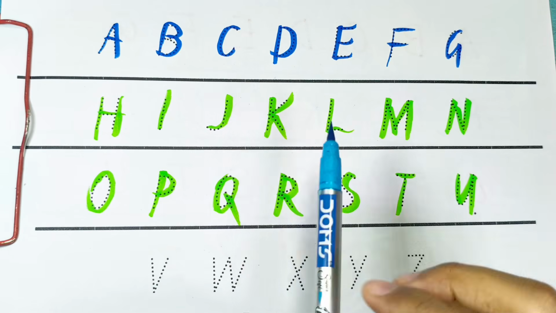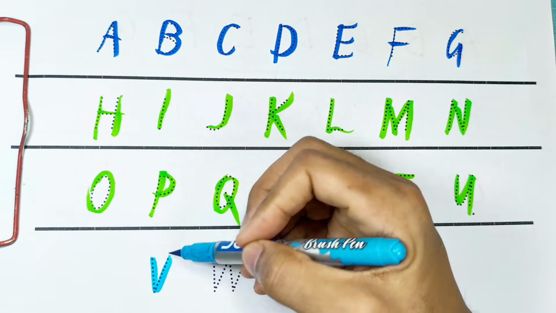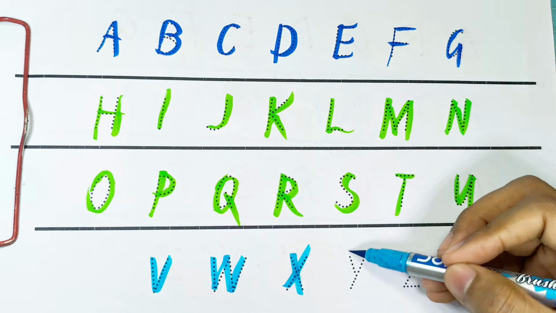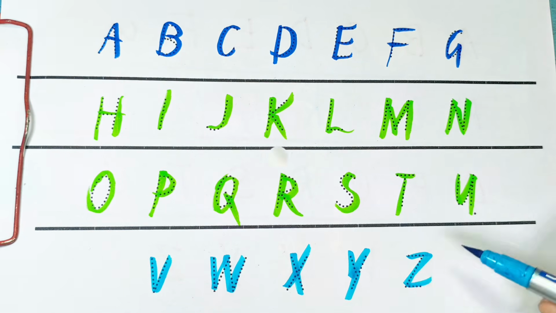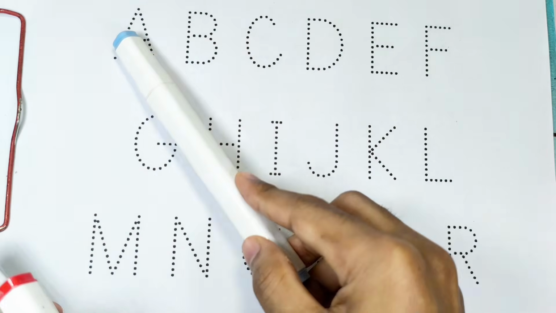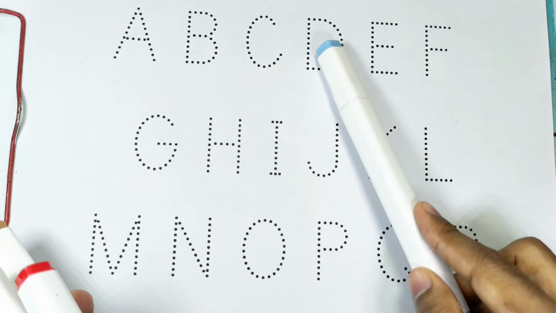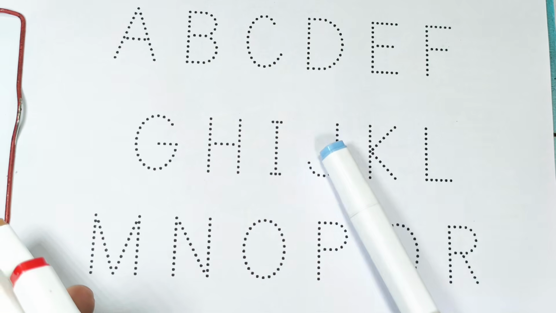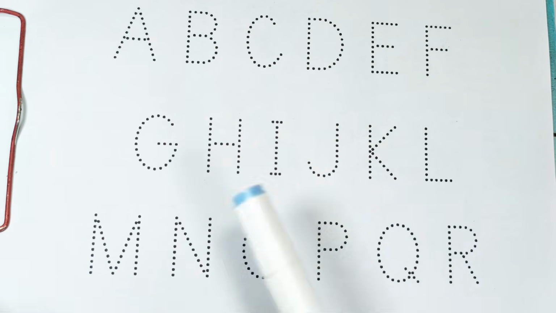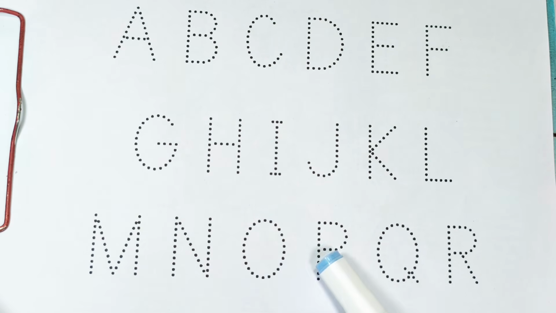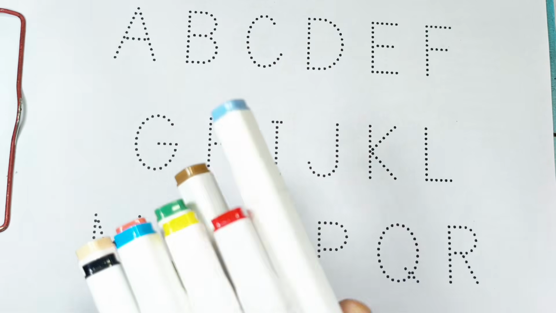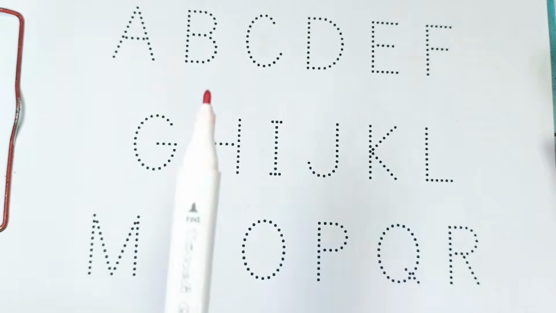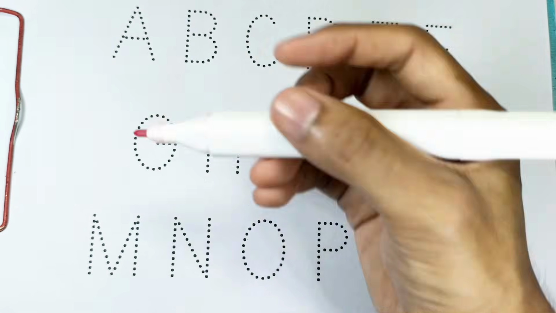Now using the color of sky blue color. V. The next one is W, X, Y, and the last. Stay with us. A, B, C, D, E, F, G, H, I, J, K, L. The next one is M, N, O, P, Q, R. Stay with us. Now we're writing alphabet A to R. Geranium color. Now we open the color of geranium and writing the alphabet of A.